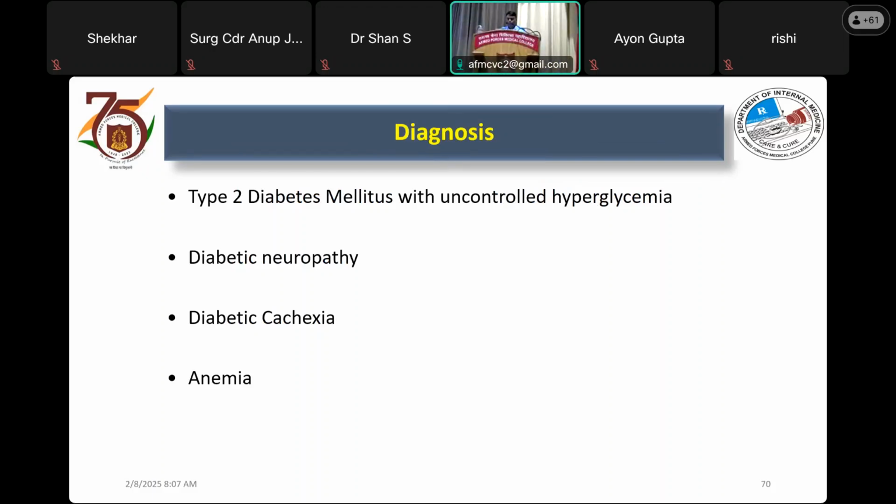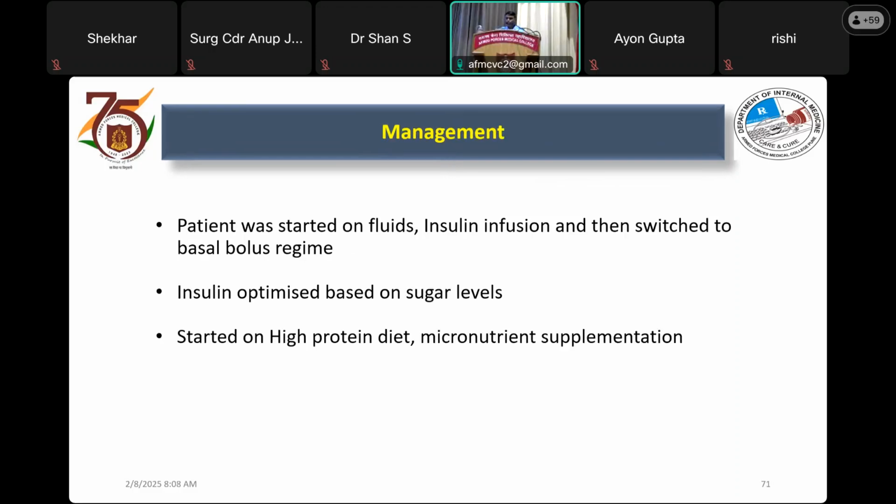So with this, we diagnosed the patient as a case of type 2 diabetes mellitus with uncontrolled hyperglycemia with features of diabetic neuropathy, diabetic cachexia, and anemia. She was started on fluids, insulin infusion, and then switched to a basal bolus regimen. Her insulin was optimized based on sugar levels. She was started on a high protein diet with micronutrient supplementation.